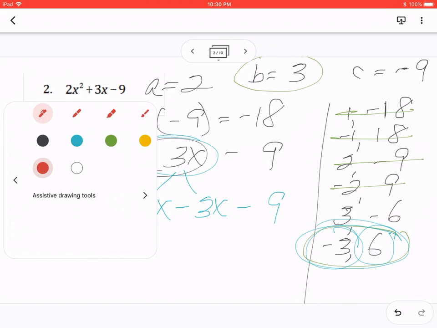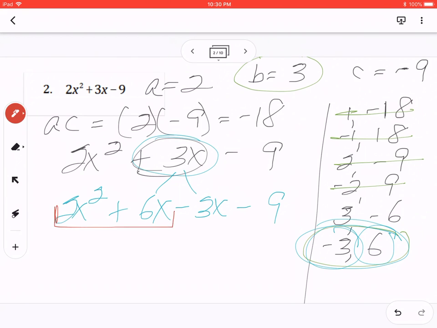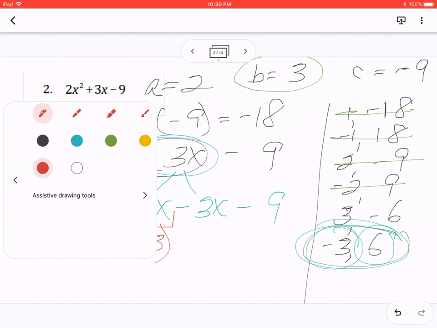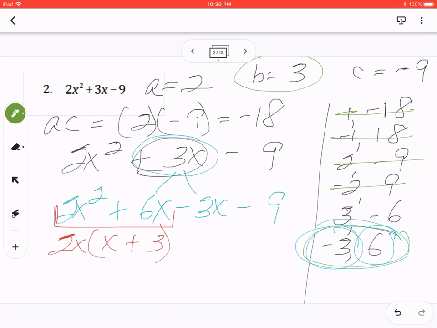Now we have to factor by grouping. Group together these first two terms, 2x squared plus 6x. We could definitely factor out a 2x, leaving us with x plus 3. In our second set here, I can bring down the minus sign, since it starts off with a minus 3x. And I can factor out a 3 out of both of these terms. Negative 3x divided by negative 3 is a positive x. Negative 9 divided by negative 3 that we factored out would be a positive 3.